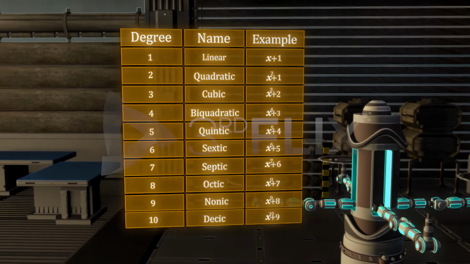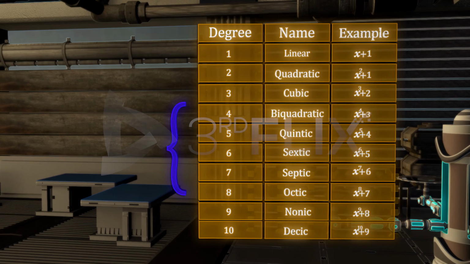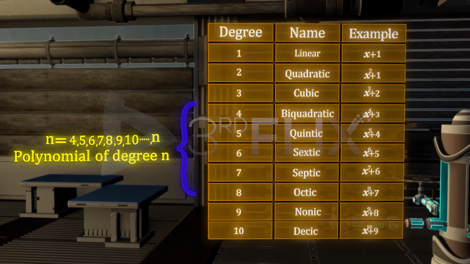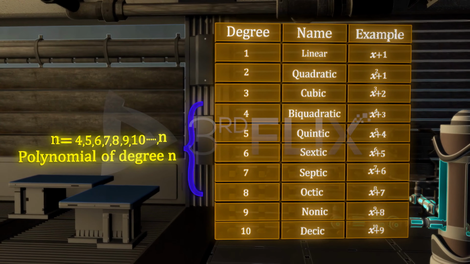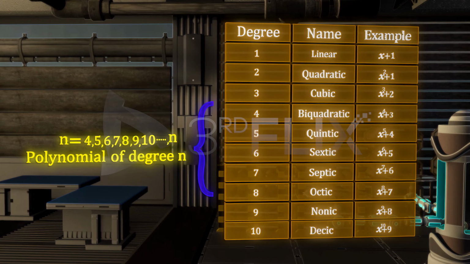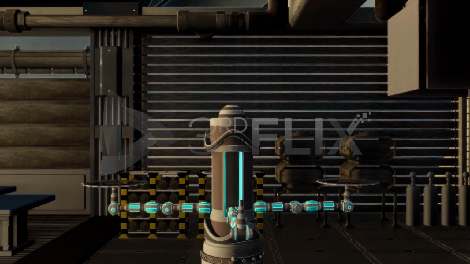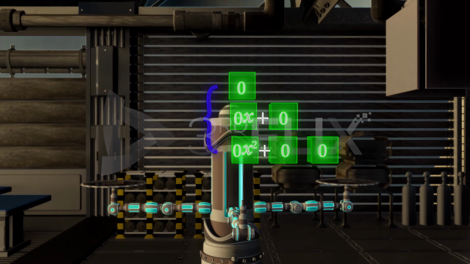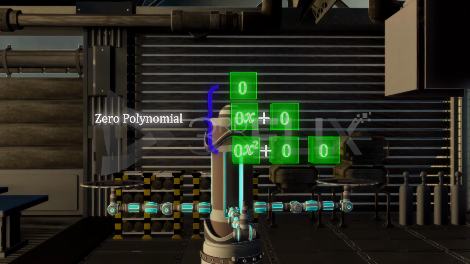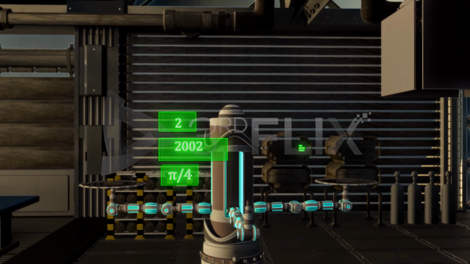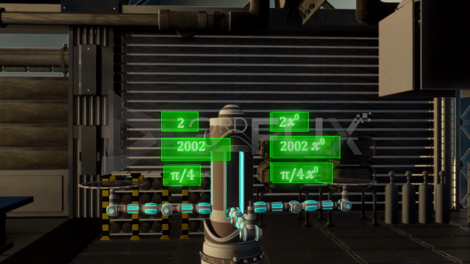A polynomial of degree n for n greater than 3 is called a polynomial of degree n, although the phrases quartic polynomial and quintic polynomial are sometimes used. The polynomial 0, which may be considered to have no terms at all, is called the zero polynomial. The degree of a non-zero constant polynomial is 0.